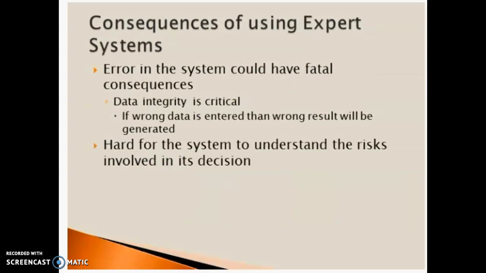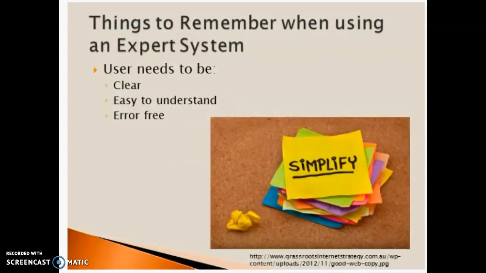Consequences of using an expert system: an error in the system could have fatal consequences. Data integrity is very critical because if wrong data is entered, the wrong results will be given, and this could lead to the death of the patient. It is also hard for the system to understand the risks involved in the decision, so it just gives its first gut decision instead of debating what would be best for the patient necessarily.